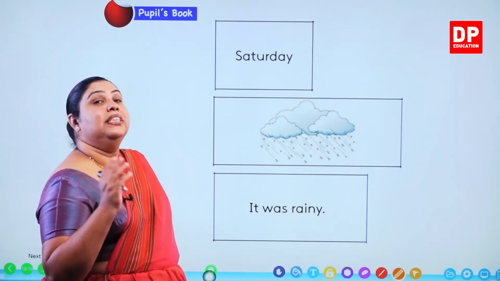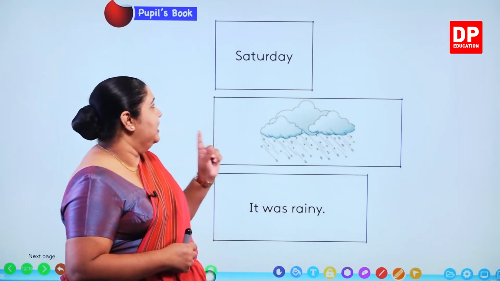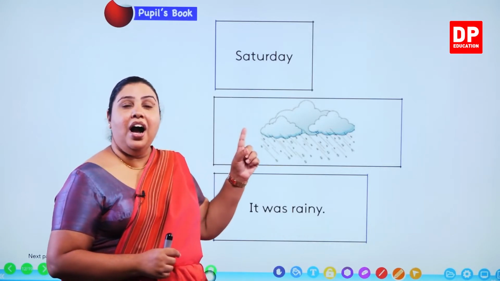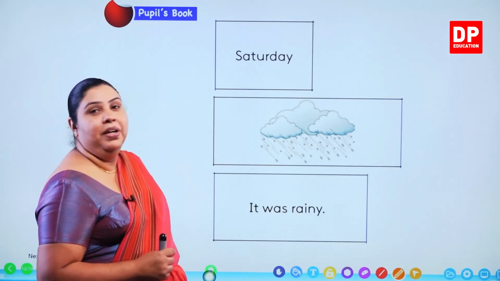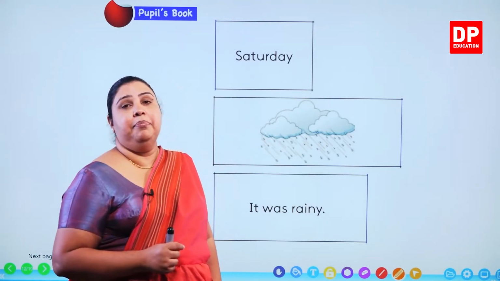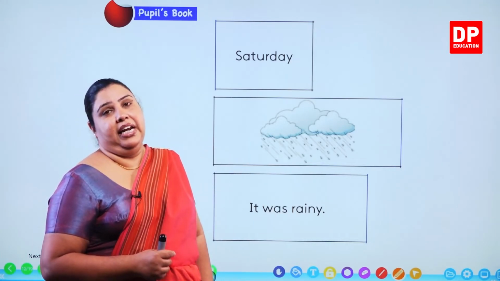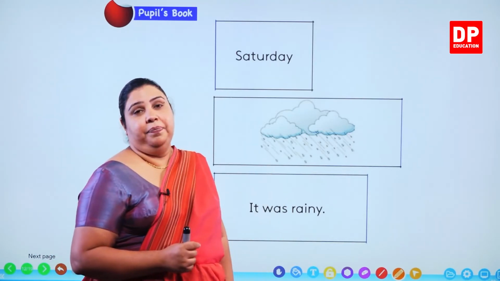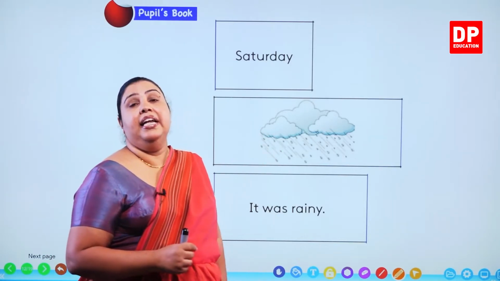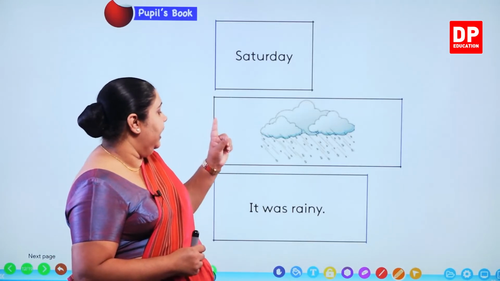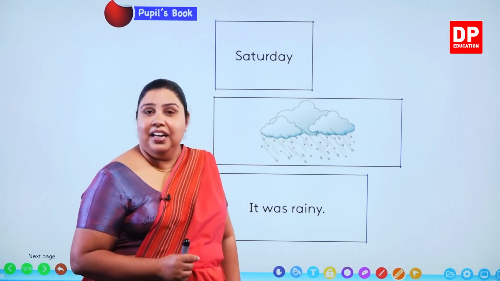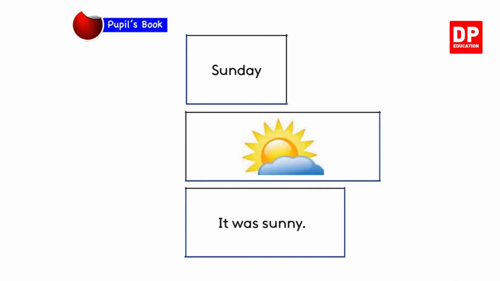So now we have come to Saturday. How do we spell the word? Saturday. Start with a capital S. So Saturday, once again, what has happened last Saturday? Now the Friday, it was raining. Now even on Saturday, what has happened? How was the weather like? It was rainy. Friday also it was raining, and even Saturday was a rainy day. Can you see the dark clouds and the rain falling down? So this is Saturday. Let's move forward and see how it was last Sunday.